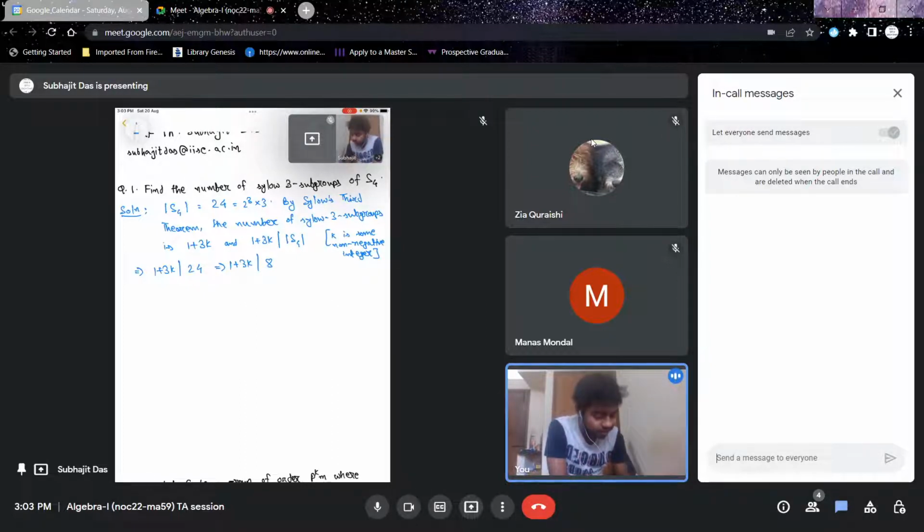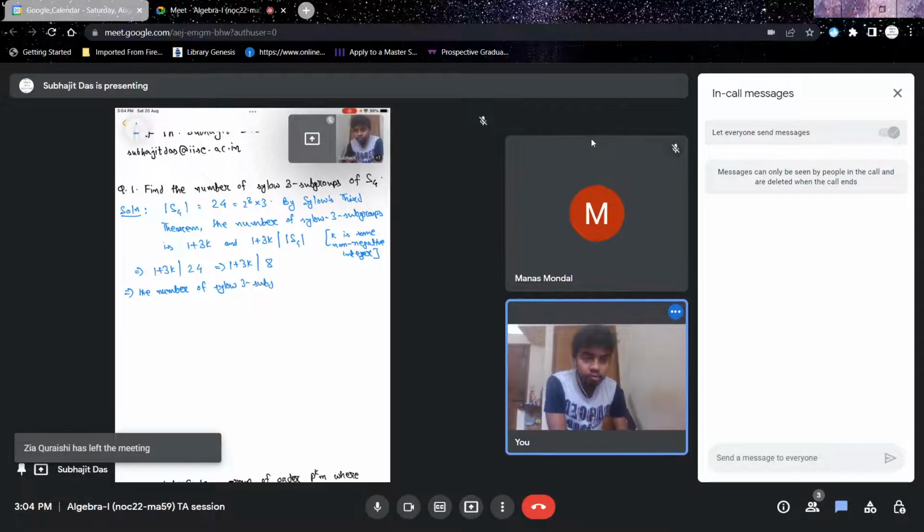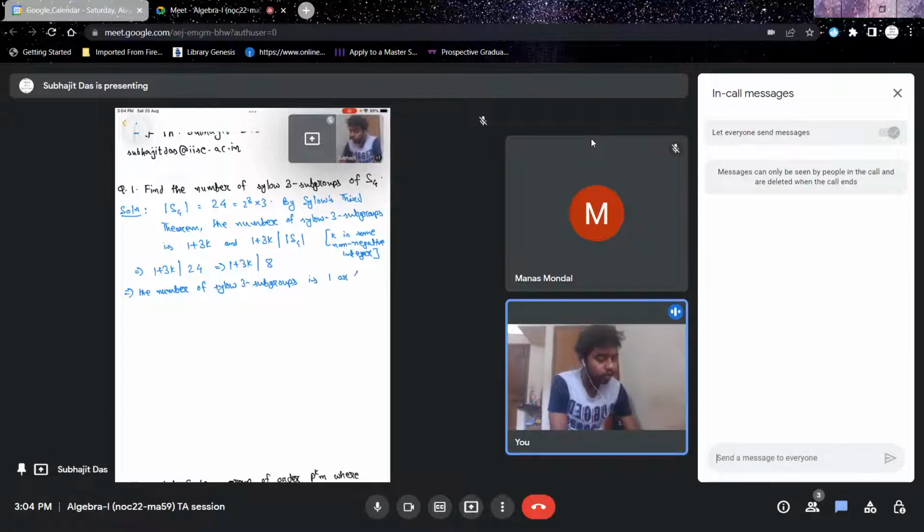So what are the possibilities? For k equal to 0 we get 1, and for k equal to 1 we get 4. So the number of Sylow 3 subgroups is either 1 or 4. These are the only two possibilities now. Now let me ask you this question: can the number of Sylow 3 subgroups be 1?